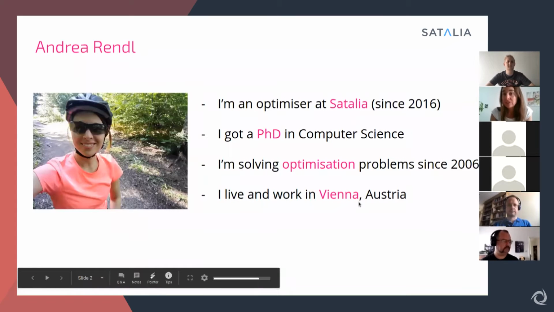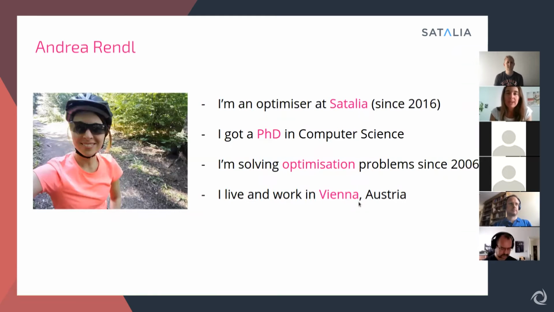My name is Andrea. I'm an optimiser at Satalia already for almost 5 years, and I got my PhD in computer science in an area of optimization, and I've been solving optimization problems for around 14 years. I live and work in Vienna, and as you can see on the picture, I'm a bit of a bike nerd and really enjoy hanging out with my mountain bike in the woods.